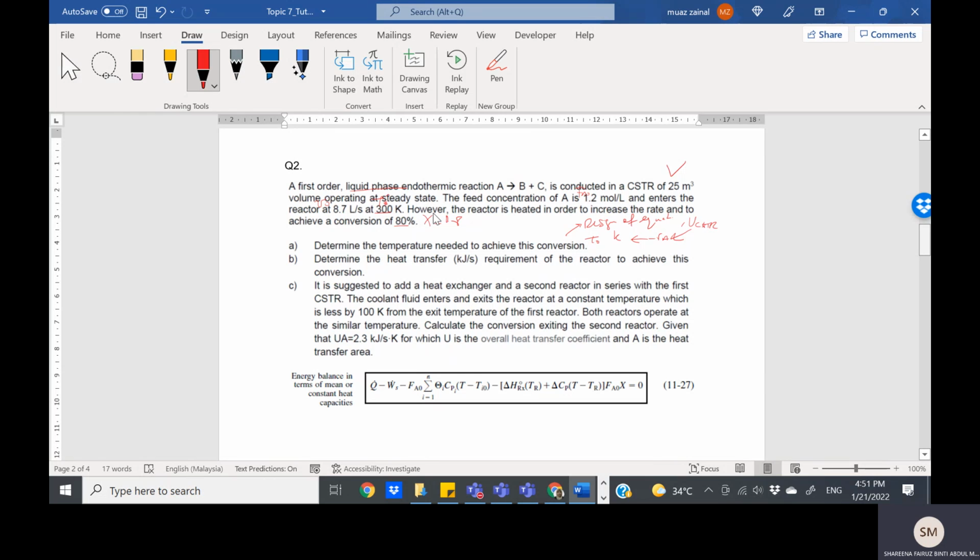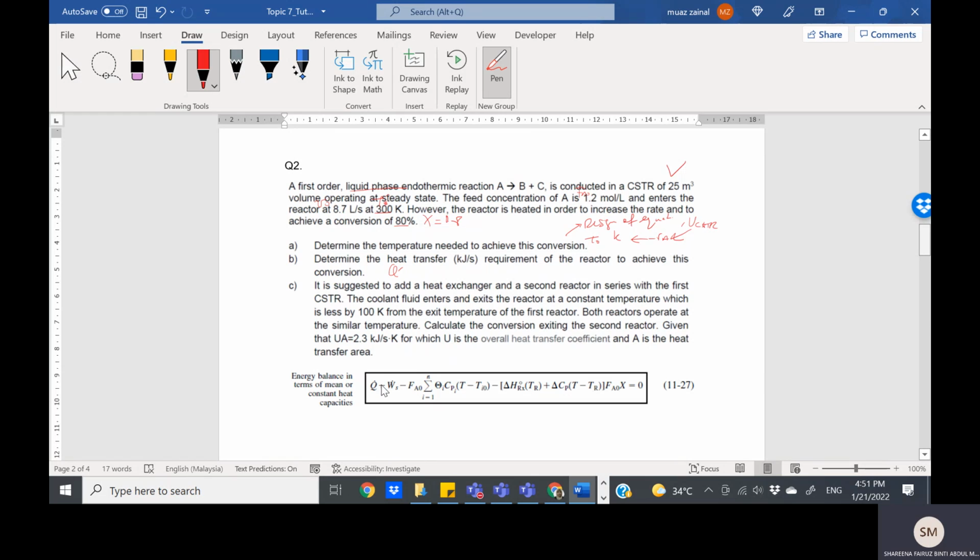For part B, determine the heat transfer, in kJ per second, required for the reactor to achieve this conversion. So here it means that there is a heat transfer. You need to get what Q is.